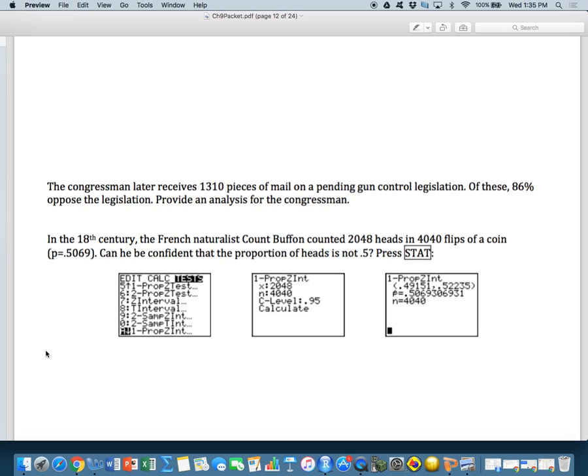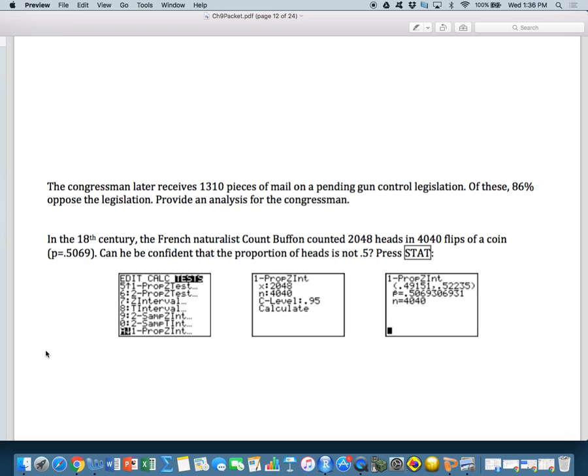We're doing this problem on page 12. In the 18th century, the French naturalist Count Buffon counted 2,048 heads and 4,040 flips of a coin. Can he be confident that the proportion of heads is not 0.5? So you're going to hit stat. You're going to go over to tests. The test that you are choosing is one proportion z interval. That should make sense. It's one proportion and it's an interval.